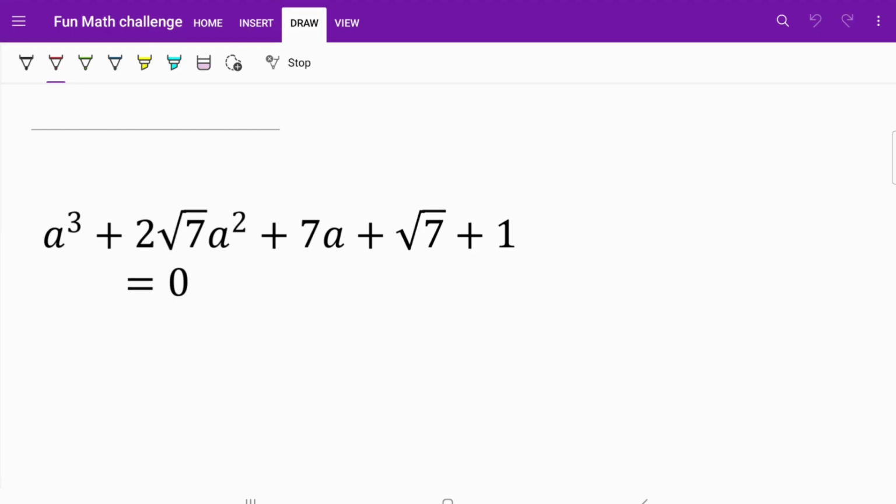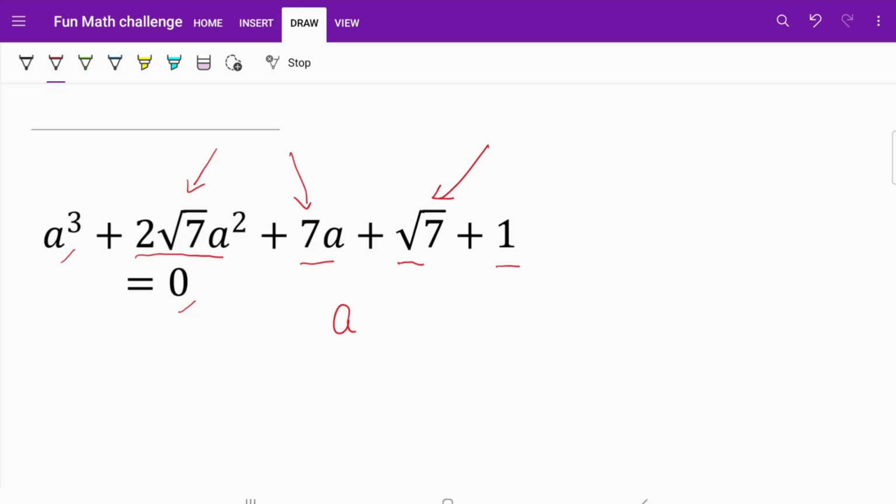In the following question, we're given the equation a cubed plus 2 square root 7 a squared plus 7a plus square root 7 plus 1 equal to 0. And of course, we are going to be solving for a. When we explore this question, we notice that all the square root of 7 is creating a problem in terms of how we are going to solve this question. So we need to find a way to work around this square root of 7.